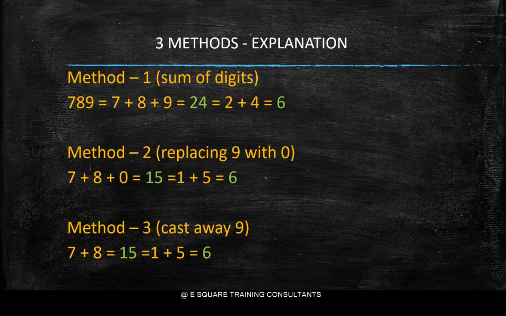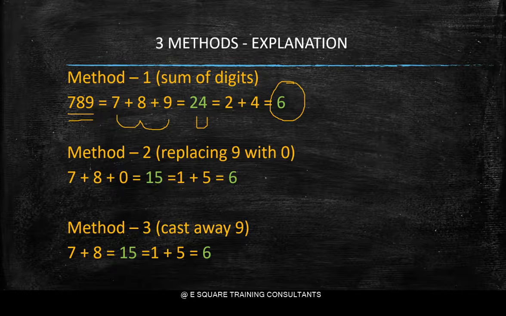Here is an example with three methods involved. Method 1 says it is the sum of the digits as in the previous slide. So I have taken 789 for an example. The digital root is the sum of the digits, which is just 7 plus 8 plus 9, and that's going to give me 24. So again I'll add 2 plus 4 and I'll tell the digital root as 6. The digital root always has to be a single digit number because that's the seed number.